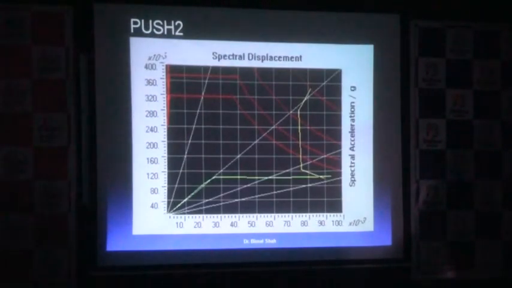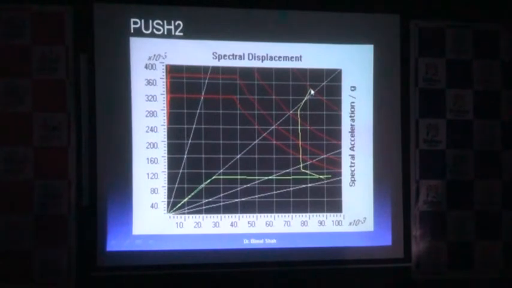And finally, you will have your superimposed diagram. This is your 5% damped spectrum, the demand curve with 5% damping. Initially we started with 5%. As more and more hinges start developing, your damping will go up. These are your 5, 10, 15 and 20% damping curves.